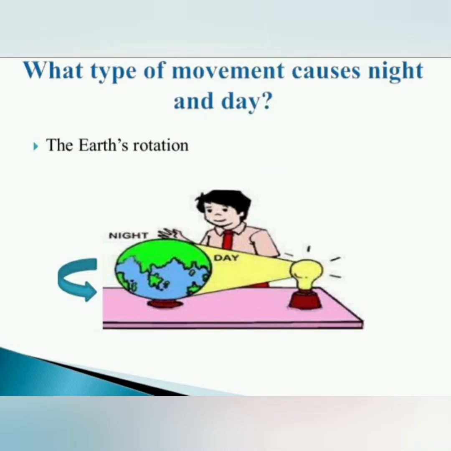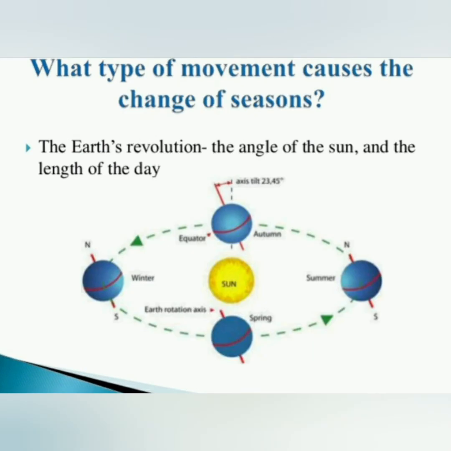Next question, what type of movement causes night and day? And I hope you all know the answer. The earth's rotation causes night and day. Next question, what type of movement causes the change of seasons? The earth's revolution, the angle of the sun, and the length of the day cause the change of the seasons. And you can say revolution of the earth and its tilted axis causes the seasons.